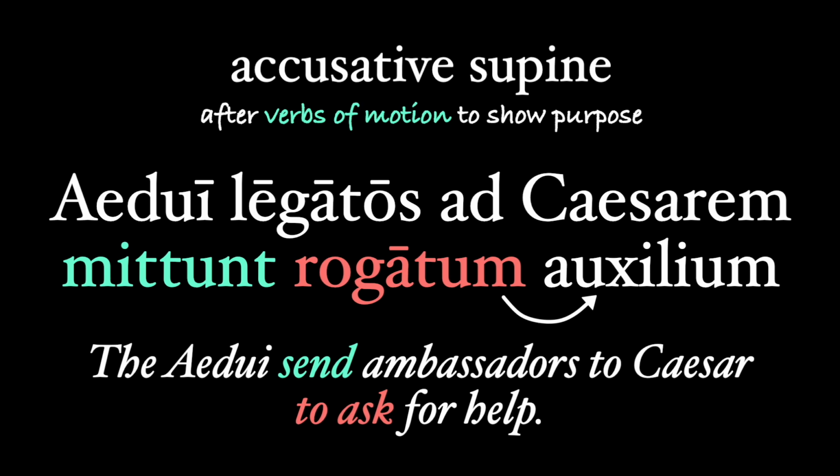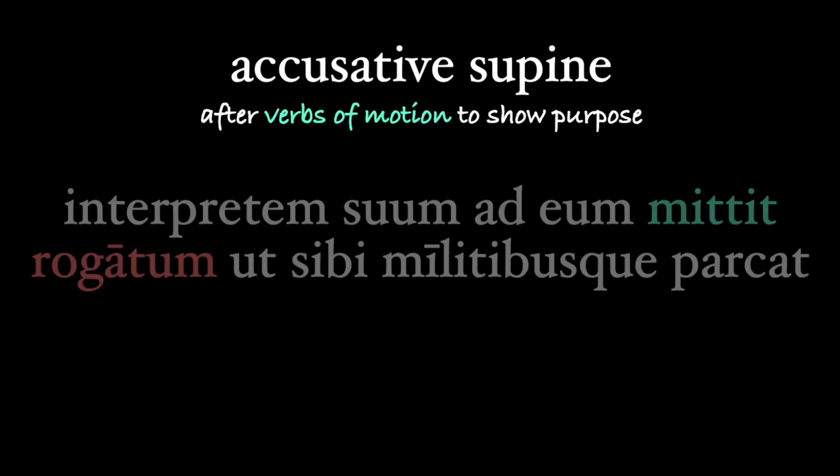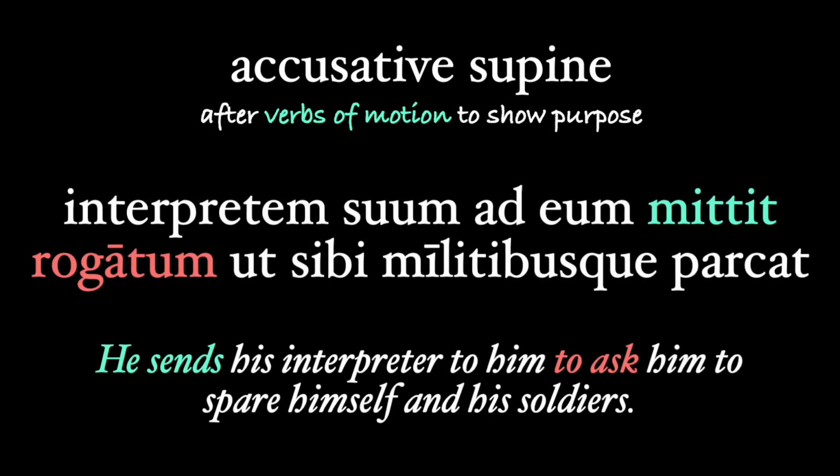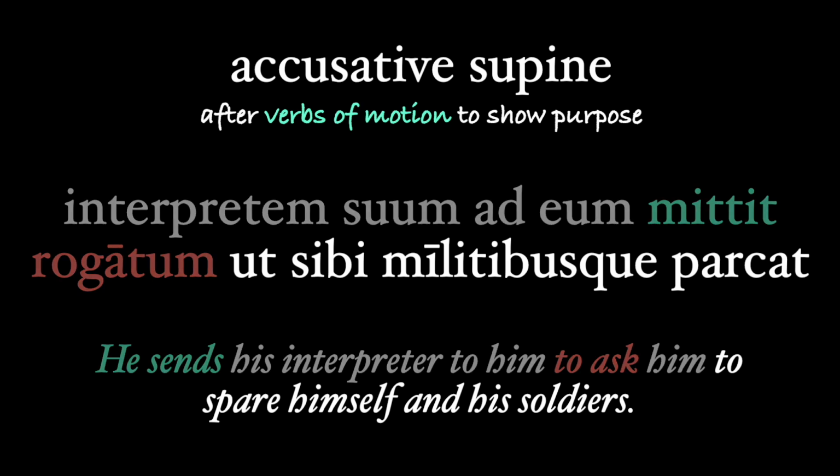And this example is from Book 1 of Caesar's Gallic War, and in Book 5, he also uses rogatum followed by an indirect command. Interpretem suum ad eum mittit rogatum ut sibi militibusque parcat. And that would be the legate Sabinus, sends his interpreter to him, and that would be the Gallic chieftain Ambiorix, to ask him to spare himself and his soldiers. This ut clause is dependent on the supine rogatum, expressing purpose after mittit.